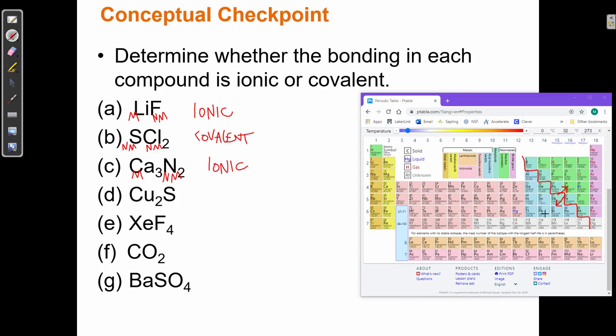Copper, well, we know copper is a metal. That's right here. Sulfur, again, nonmetal. So this is ionic. Metal plus nonmetal. Xe, xenon. Xenon is over here. It's a noble gas, so it's a nonmetal. F, fluorine, nonmetal. Nonmetal, nonmetal. This is a covalent bond. C, carbon, nonmetal. Oxygen, nonmetal. Another covalent bond.